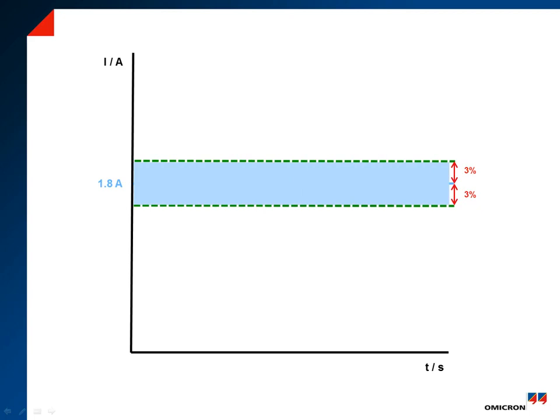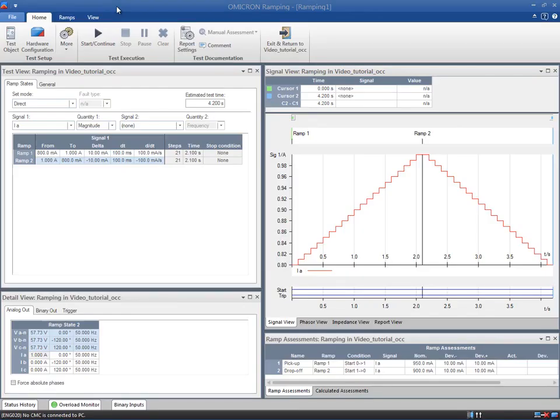Now it is time to define the start and end values of the ramp. You are free to choose any value as long as you ensure that the ramp will cross the entire tolerance band. However, just to give you an easy rule to follow, our advice is to start at 0.8 times and end at 1.2 times the nominal value. The calculated values are 1.44 amps and 2.16 amps. That said, we can proceed to complete the fields with these values.